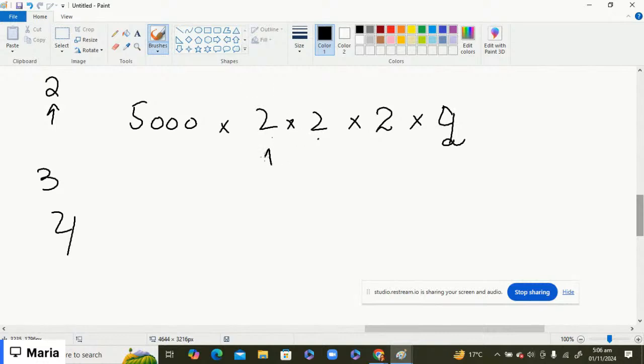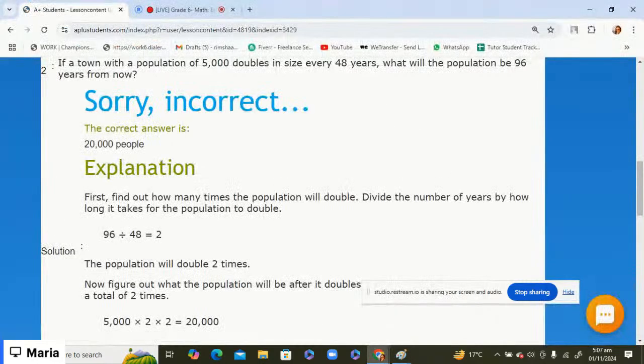So this is what we do in these questions. What is the first step? In the first step, we divide to find out how many times the population will double, after dividing the number of years by how long it takes the population to double. Now figure out what the population will be after it doubles a total of 2 times. In every case, if the number given is 5, you multiply 2 five times.